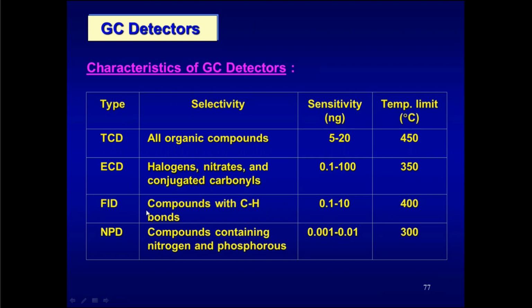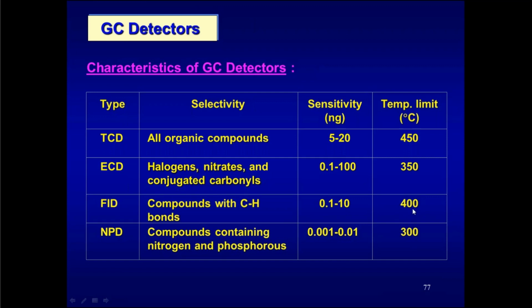Then you have the FID. This is also considered a general purpose detector for all organic compounds. That means compounds with CH bonds. So that is in general organic compounds. So it is very sensitive. So compared to this TCD, you can see the sensitivity is much higher. It's also 0.1 nanogram. TCD doesn't go to such low concentrations. Such low concentrations can also be estimated by FID. Temperature limit is also reasonably high, 400.